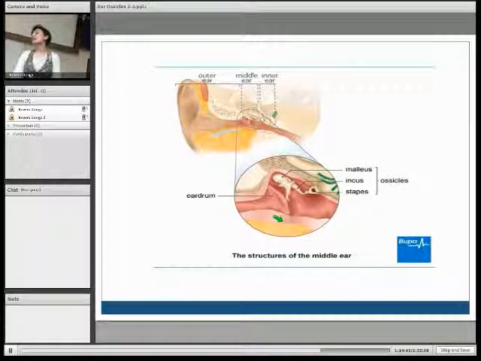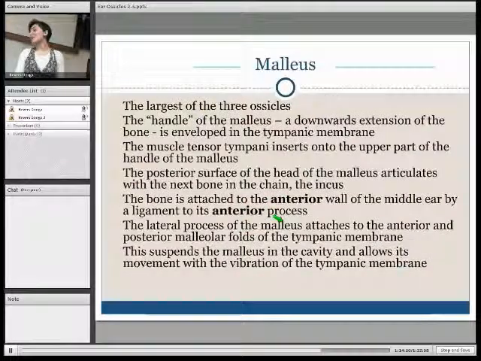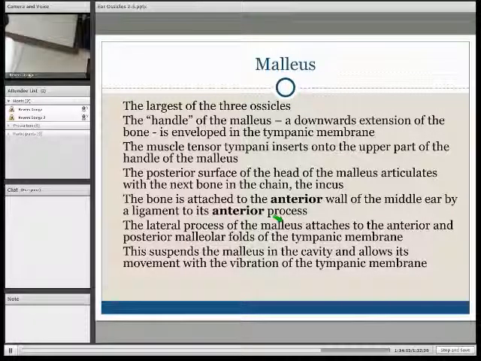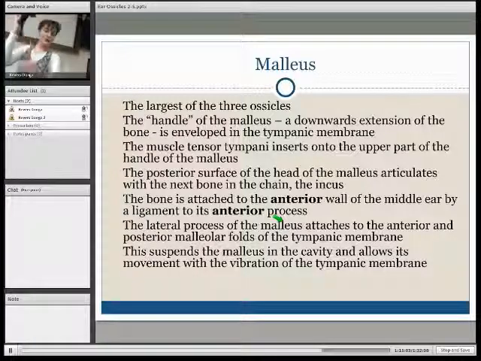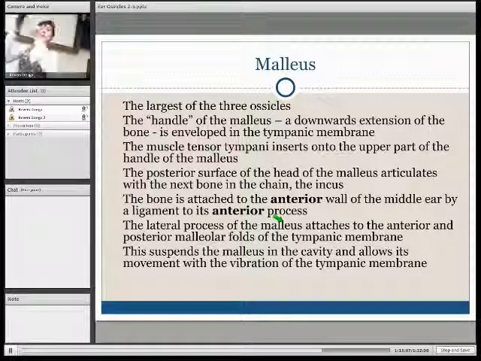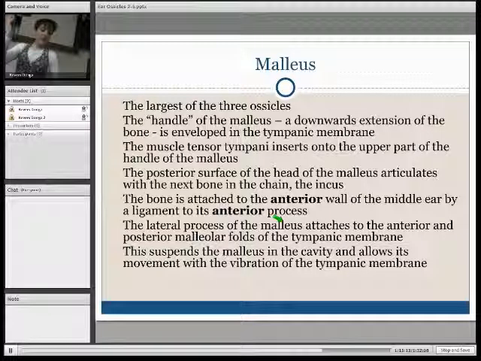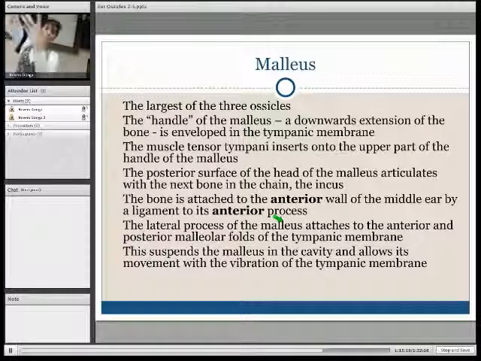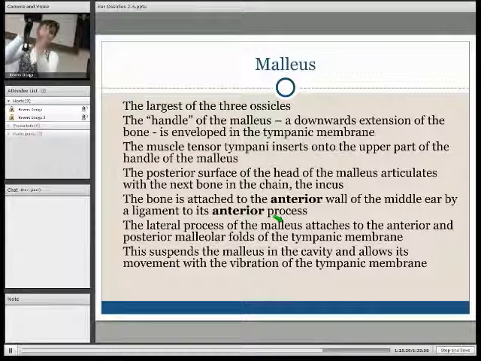So here is our wonderful middle ear and the ossicles with it. First of all, I would like to start with the malleus, which I actually have props to help out with. Courtesy of Asda's best pans, we have our malleus. The handle is enveloped in the tympanic membrane, and its upper part is what attaches to the tensor tympani. It has a head and a neck.